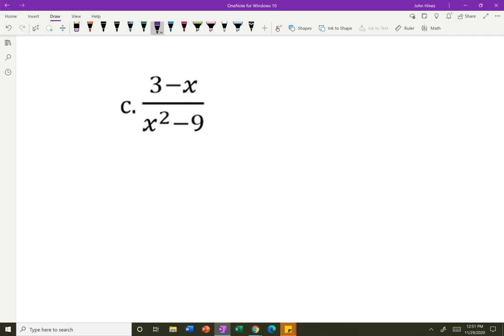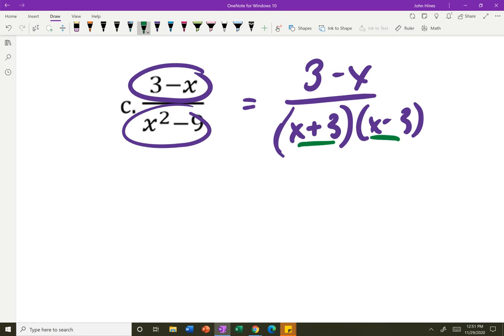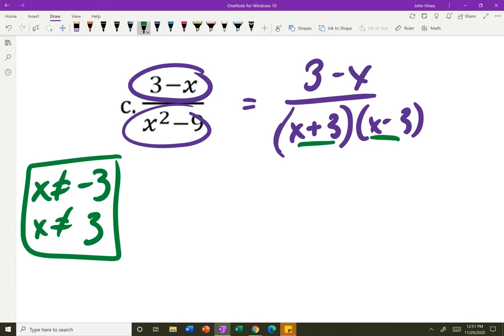All right. Not much I can do up there. That looks like a difference of squares to me. X plus 3, x minus 3. So when am I undefined? X cannot equal negative 3, x cannot equal positive 3. Those are my values that make me undefined. We're going to throw them out and say you can't plug those numbers in.